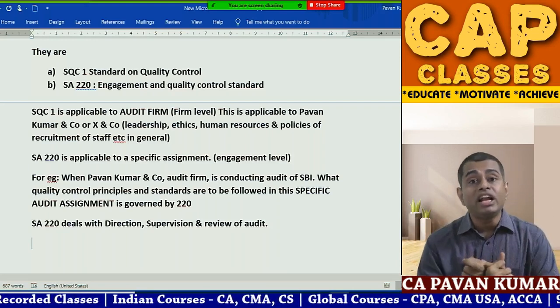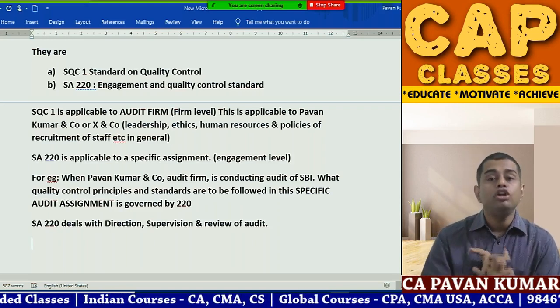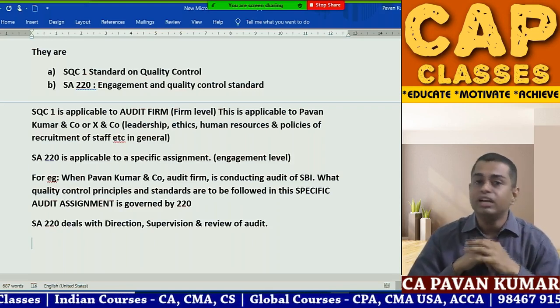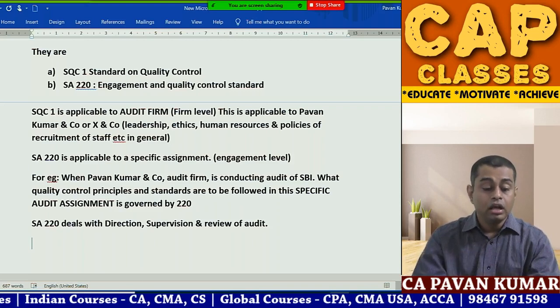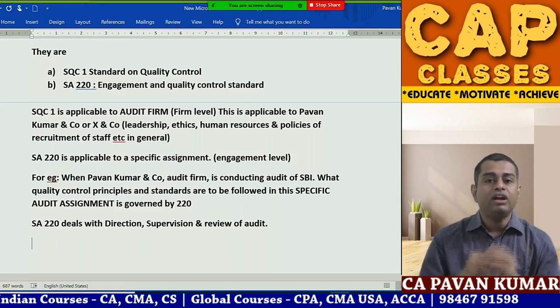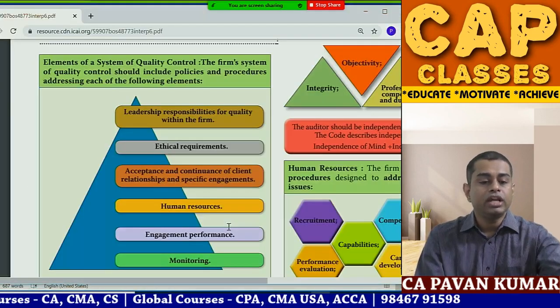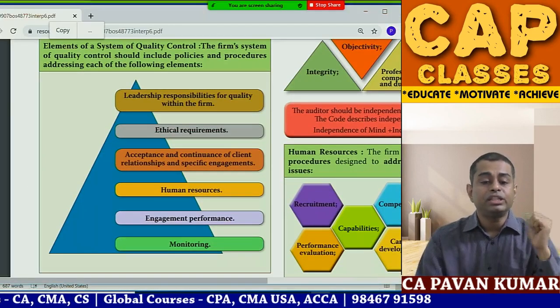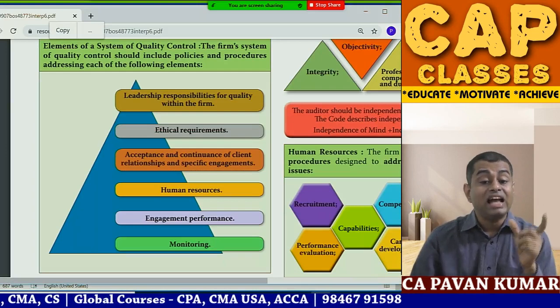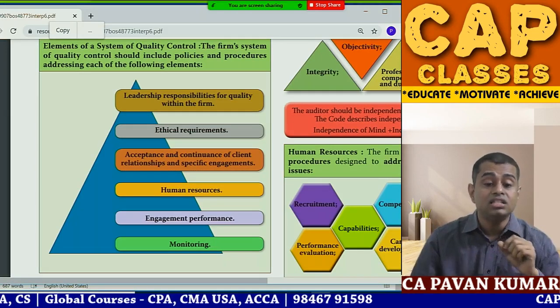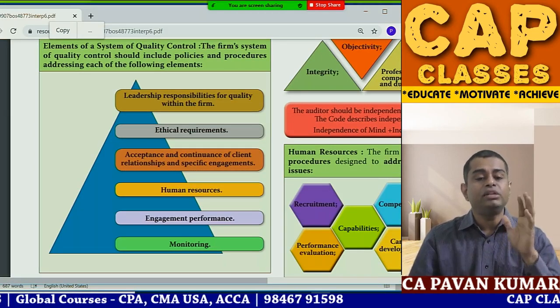What do you mean by direction? What do you mean by supervision? What do you mean by review? All these things will come in your syllabus. Now, do you remember the fundamental principles of auditors? So first read this: leadership responsibilities, ethical requirements, acceptance and continuance of clients, human resources, engagement performance, monitoring.